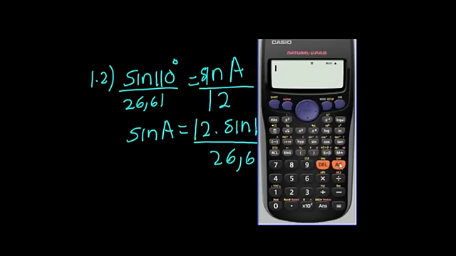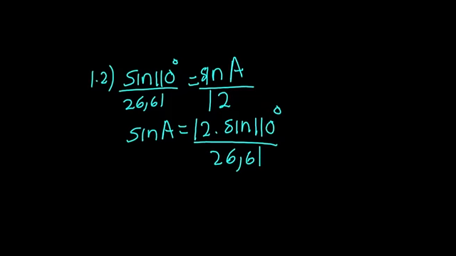Okay, and let's bring up our calculators. So let's clear that. So 12 sine 110, divided by 26.61. Okay, that gives us an error. Let's see what we've done wrong there.